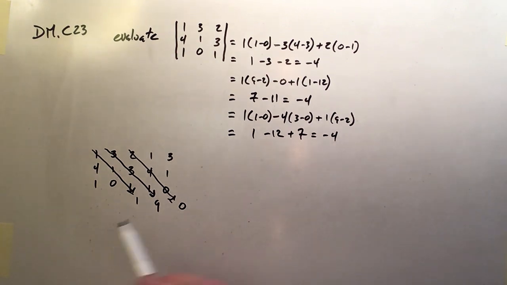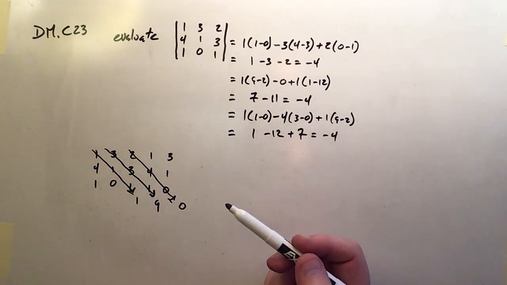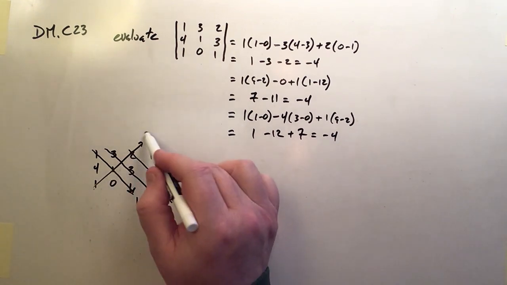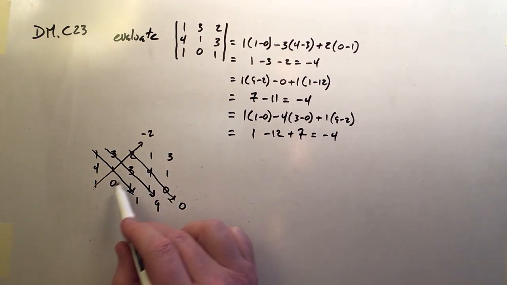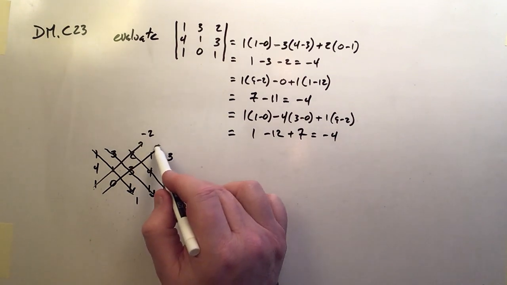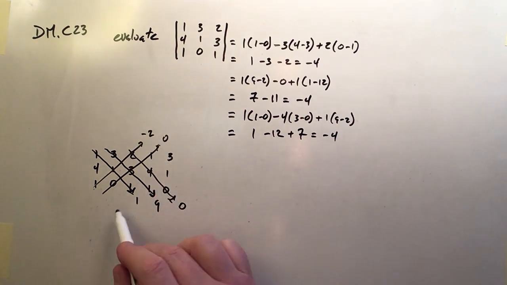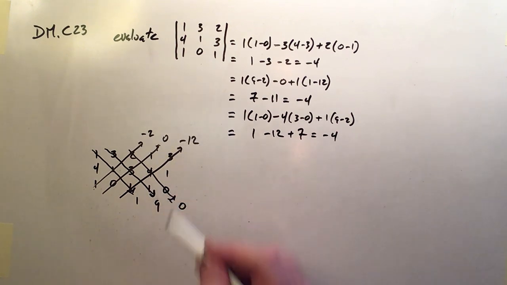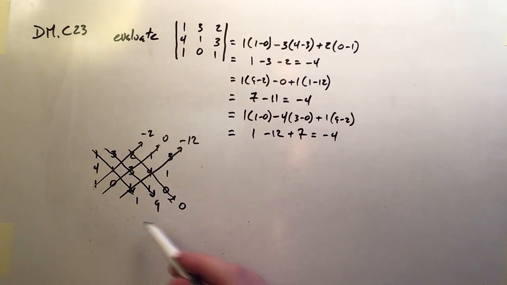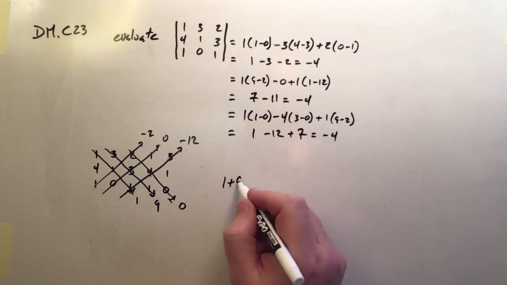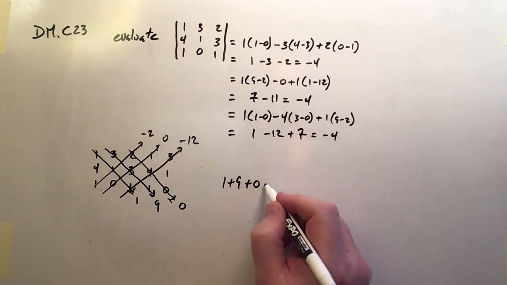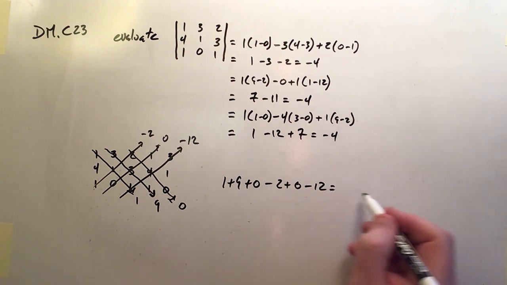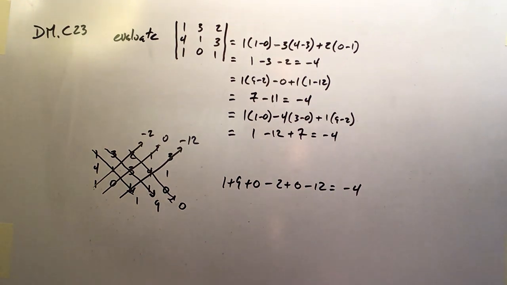Then I do the same with the reverse diagonals, except all of these become negative. 1 times 1 times 2 is negative 2. 0 times 3 times 1 is 0. And finally, 1 times 4 times 3 is negative 12. And now if I take the sum of all these numbers, 1 plus 9 plus 0 minus 2 plus 0 minus 12, what do you know? I still get negative 4.